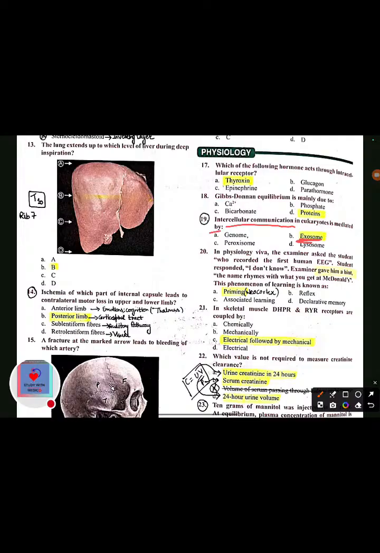In physiology viva, the examiner asked the student who recorded the first human EEG. The student said, I don't know. The examiner gave him a hint: the name rhymes with what you get at McDonald's.